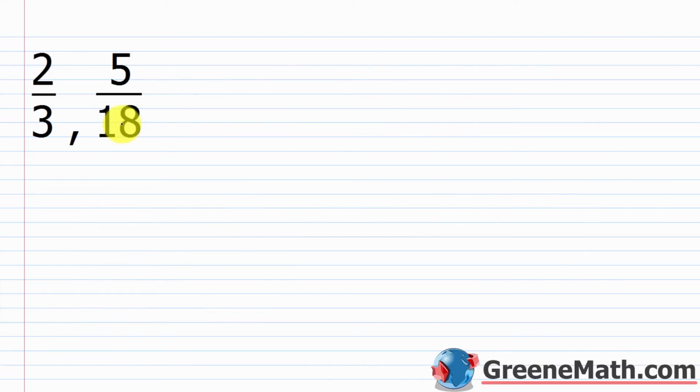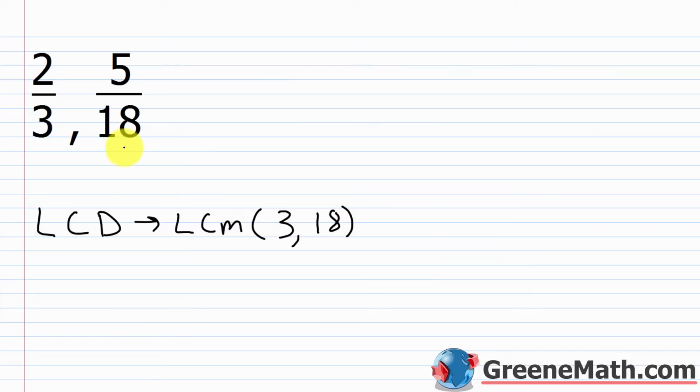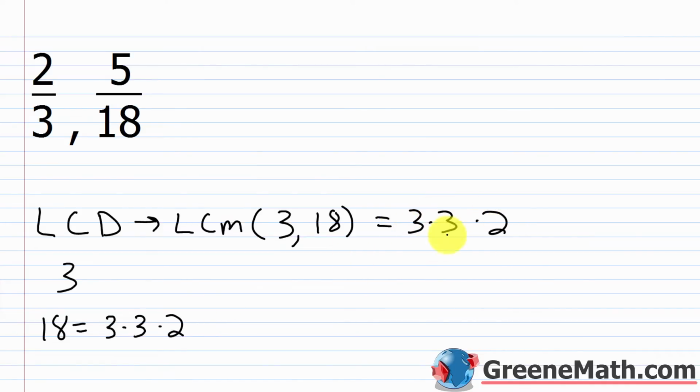Let's say we had 2/3 and 5/18. Again, the LCD, or the least common denominator, is going to be the least common multiple of the two denominators, 3 and then 18. But again, let's go through the process. 3 doesn't factor, and 18 is basically 3 times 6, or 3 times 3 times 2. So when you build your LCM, it's basically going to be 2 copies of 3 and 1 factor of 2, or just the number 18. So the LCD here is going to be 18.